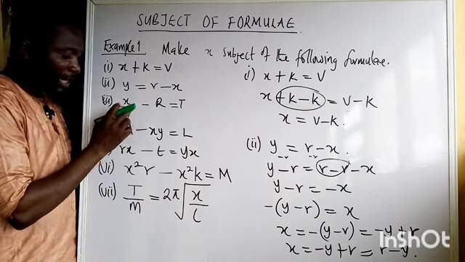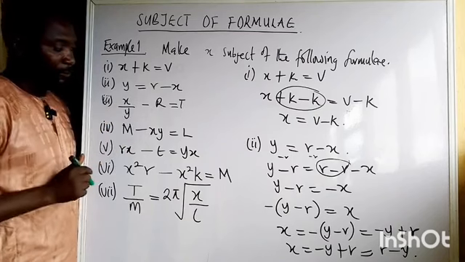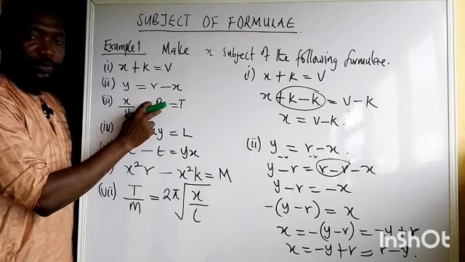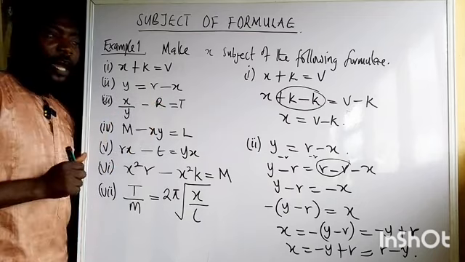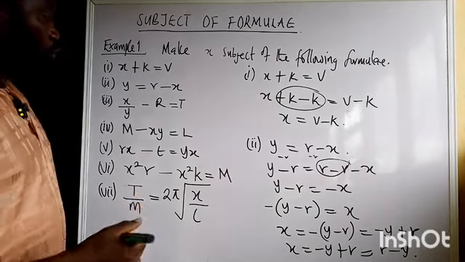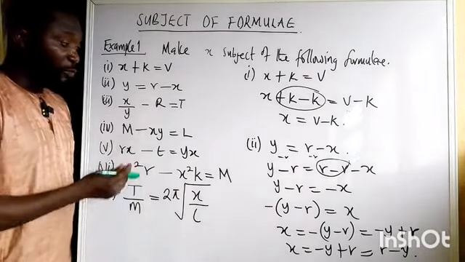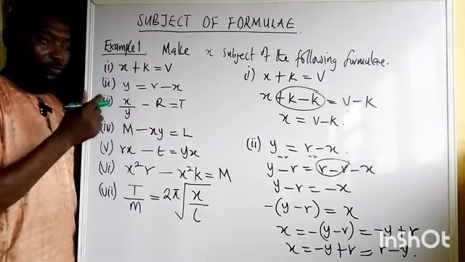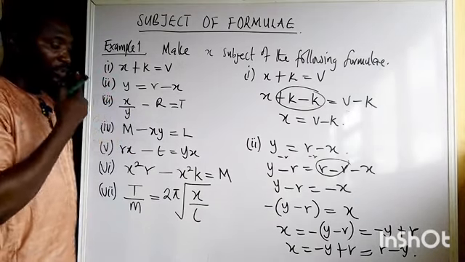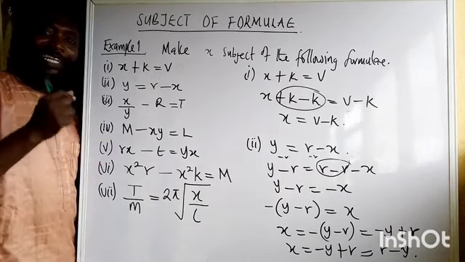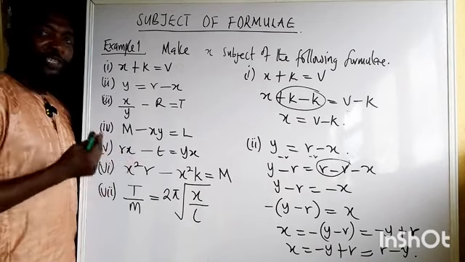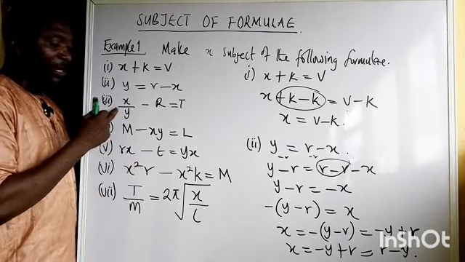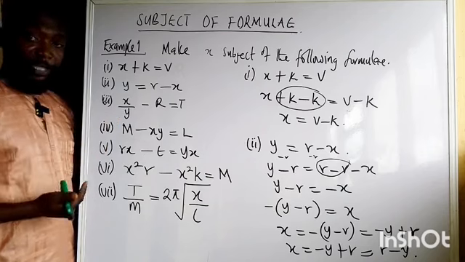Now, y is attached to this x. R is also attached to this. So we have two letters. We have an order in which we remove the letters attached to the letter we want to make subject. You first consider the number that is added or subtracted before you think of the one that is joined to it either by division or by multiplication.